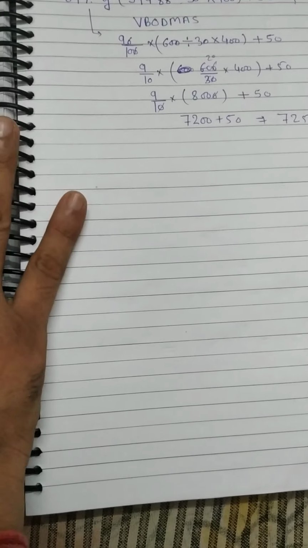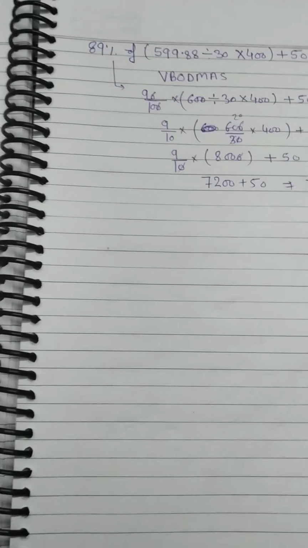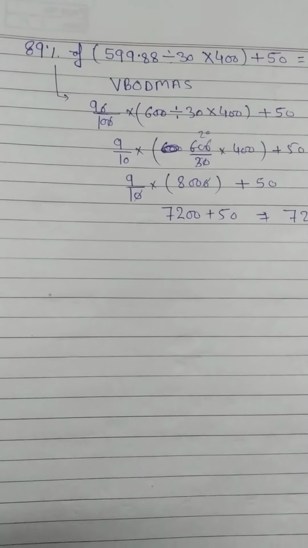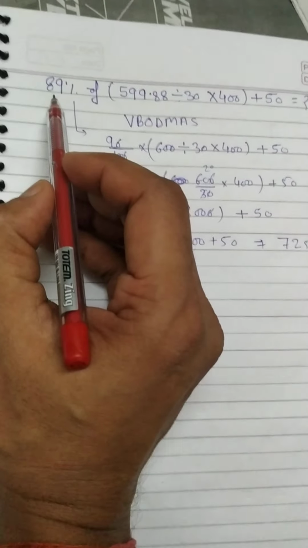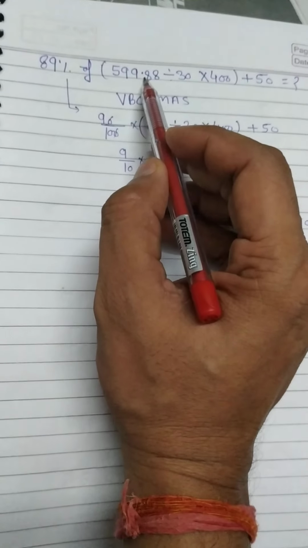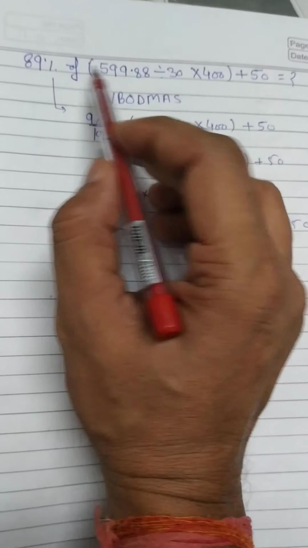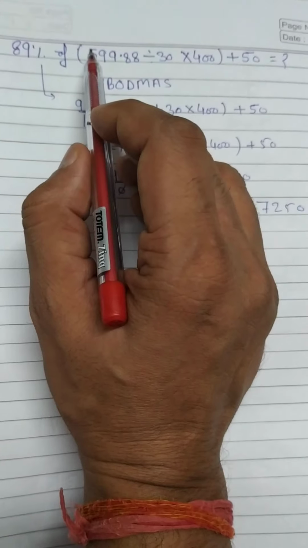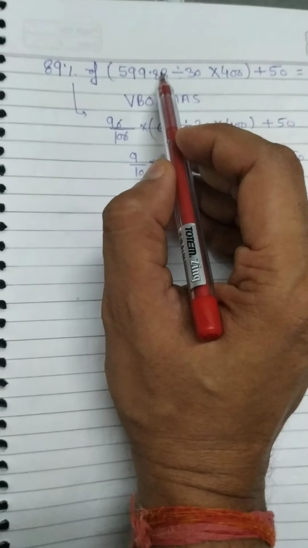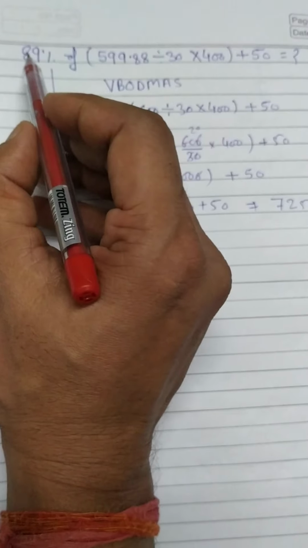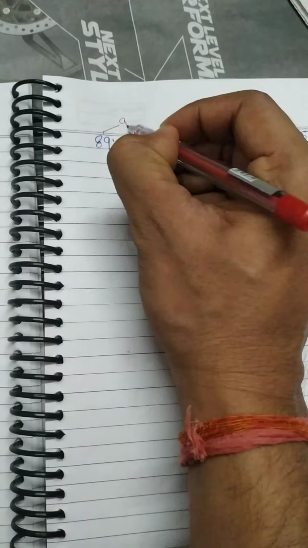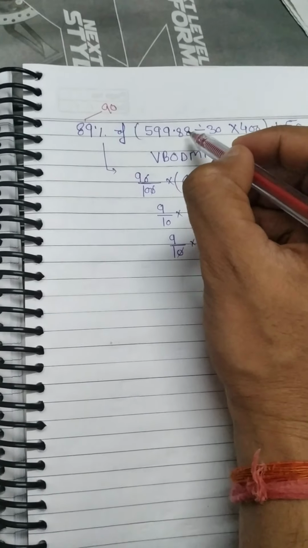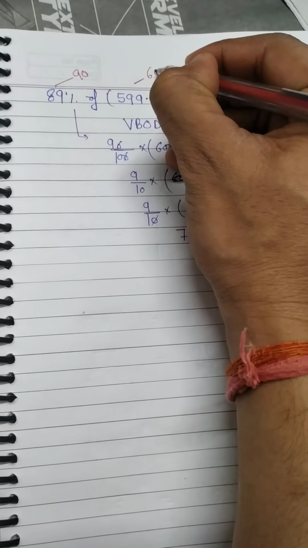So just do practice, and see one calculation, how to make a simplification. In many competitions, if any complicated number is given, suppose they give 89 and 599.88 divided by 30, then don't waste time calculating the exact value. Just make your own equation. Suppose 89 is given, we write 90. If 599.88, I will write 600.